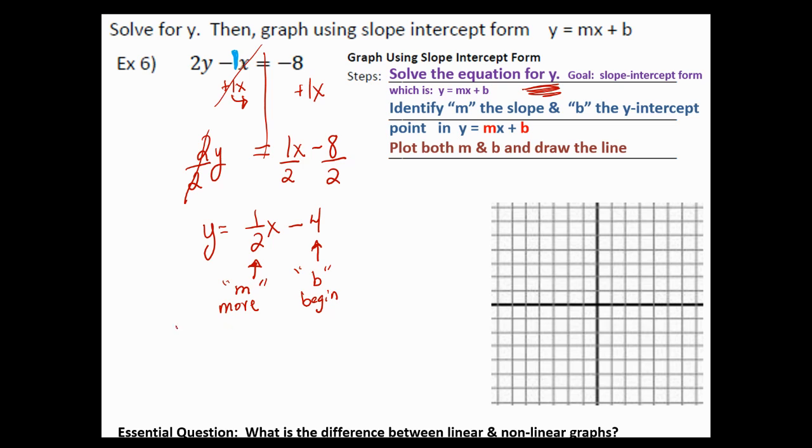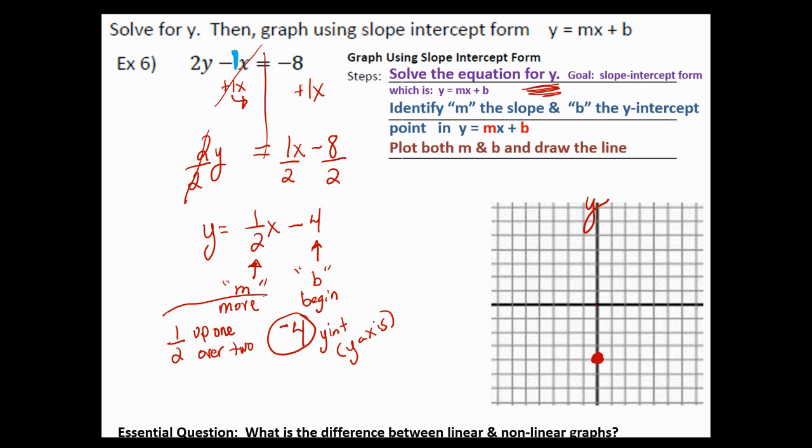So we're going to go for 1/2. We're going to go up 1 over 2. We're going to begin at negative 4 at the y-intercept. Remember, on the y-axis. The most common student mistake is not starting on this y-axis. So we're going to begin at negative 4. So we're going to go to the middle, the origin. 1, 2, 3, 4. Make a big dot.